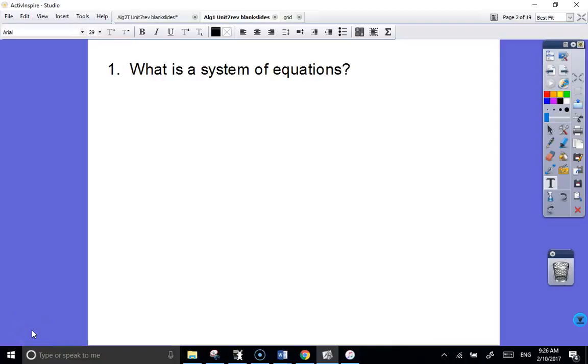Okay, so I'm going to go through, I think I got like 6 items, some have some sub-items here. So first thing, what is a system of equations?